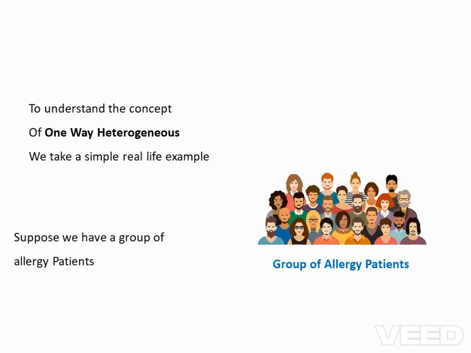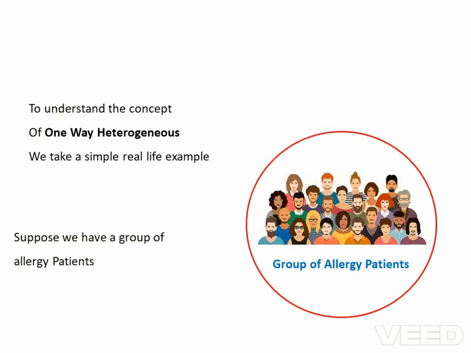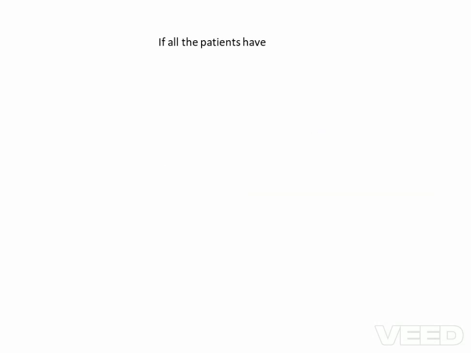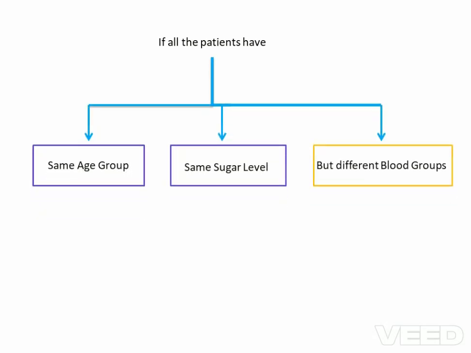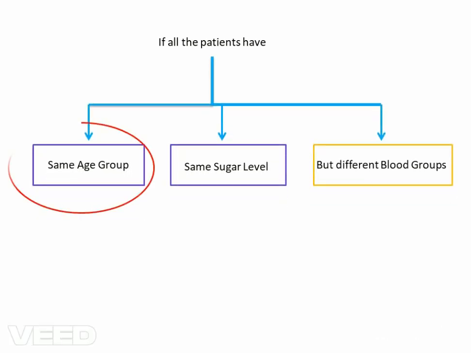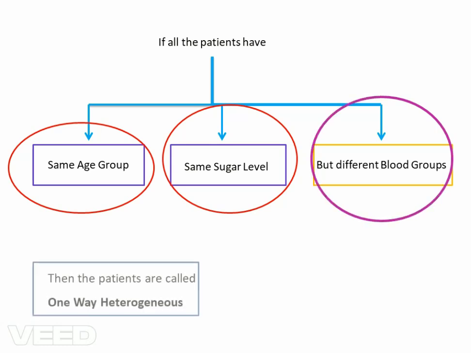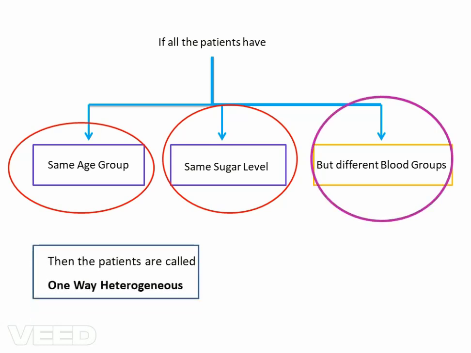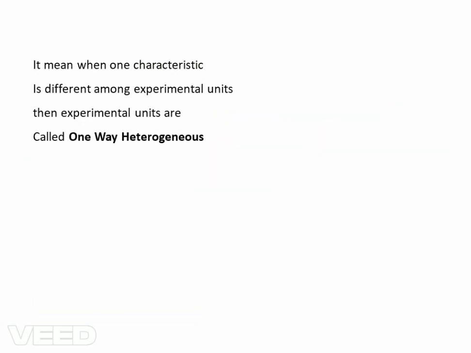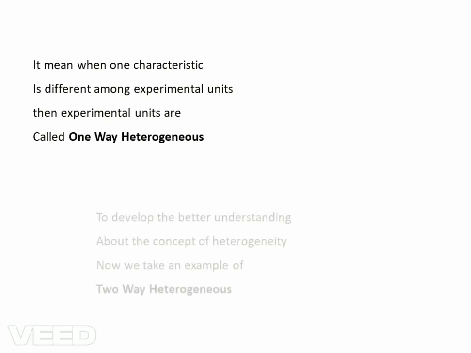Suppose we have a group of allergy patients. If all the patients have same age group, same sugar level, but different blood groups, then the patients are called one-way heterogeneous. It means when one characteristic is different among experimental units, then experimental units are called one-way heterogeneous.